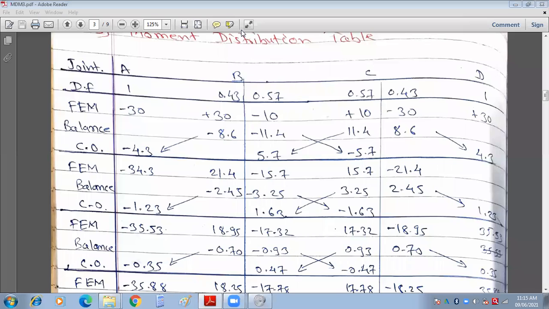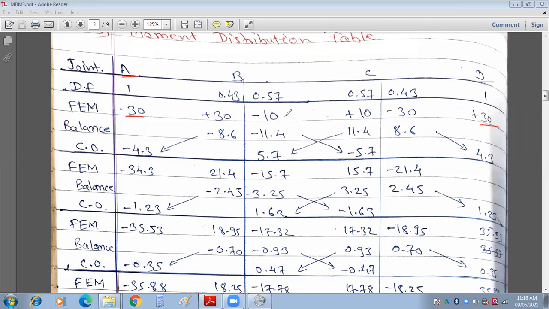Let us understand the steps. Very first of all, we have to check whether joint A and joint D are fixed or simply supported. As we know that supports A and D are fixed, therefore we are not required to make this moment zero. So whatever the value is, we have to keep it as it is.